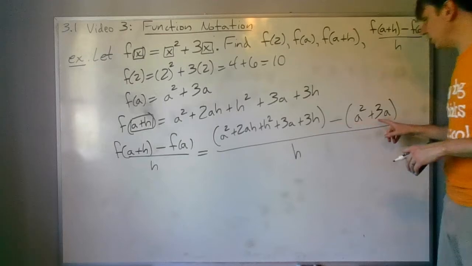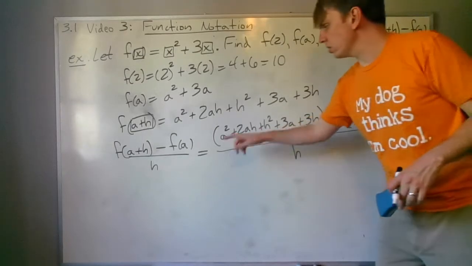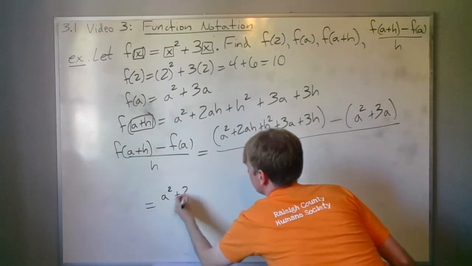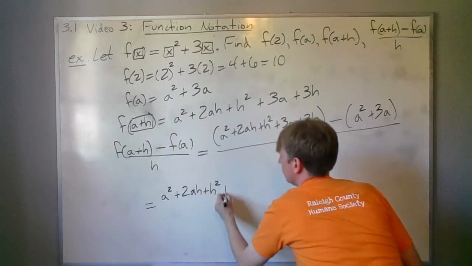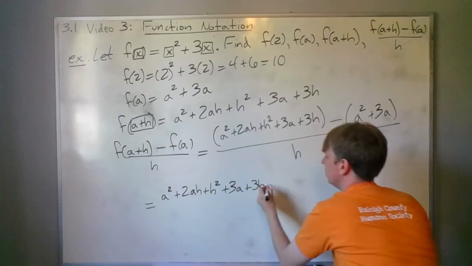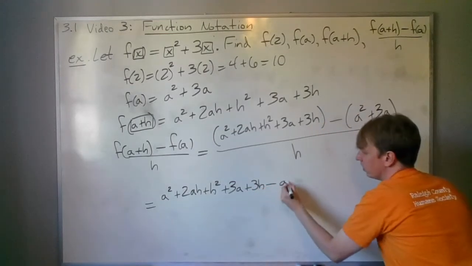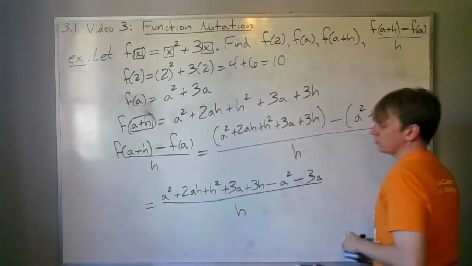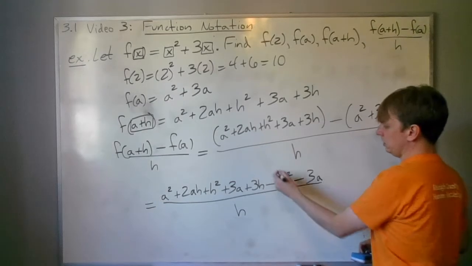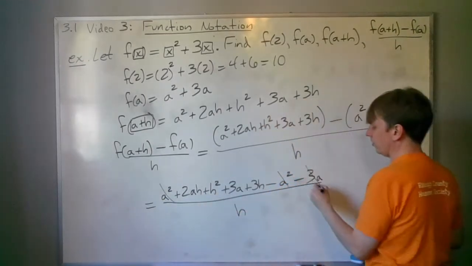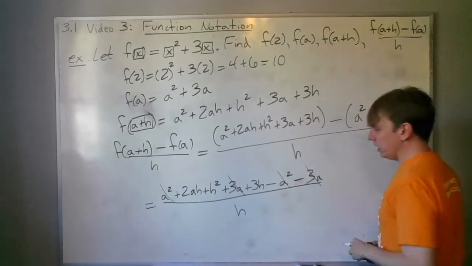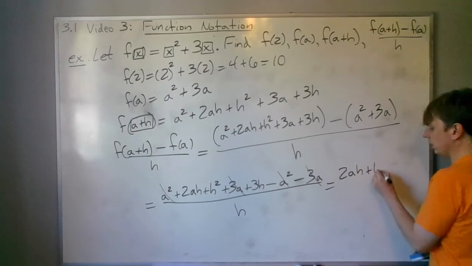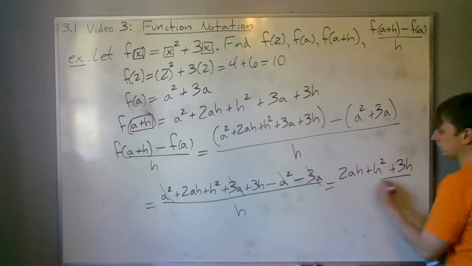Okay, let's see. I can distribute a negative, and then I see an a squared and an a squared, so I can maybe combine like terms. Okay, so I see a squared plus 2ah plus h squared plus 3a plus 3h. Distributing the negative, we have minus a squared minus 3a. Okay, a squared is actually going to cancel. 3a is actually going to cancel. And let's see what we have left. 2ah plus h squared plus 3h, all divided by h.